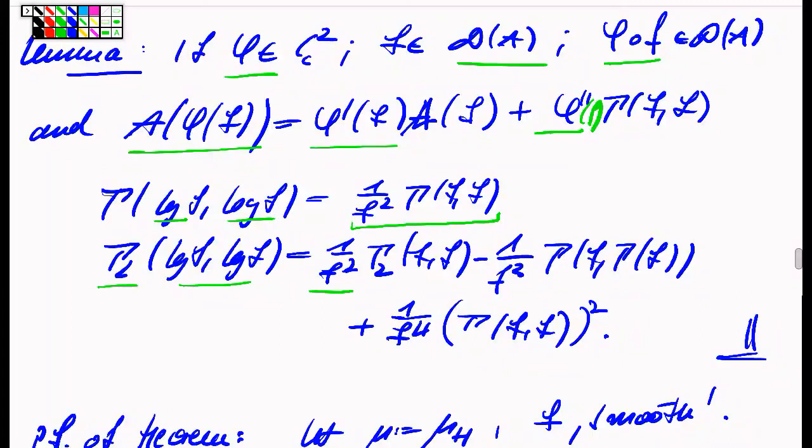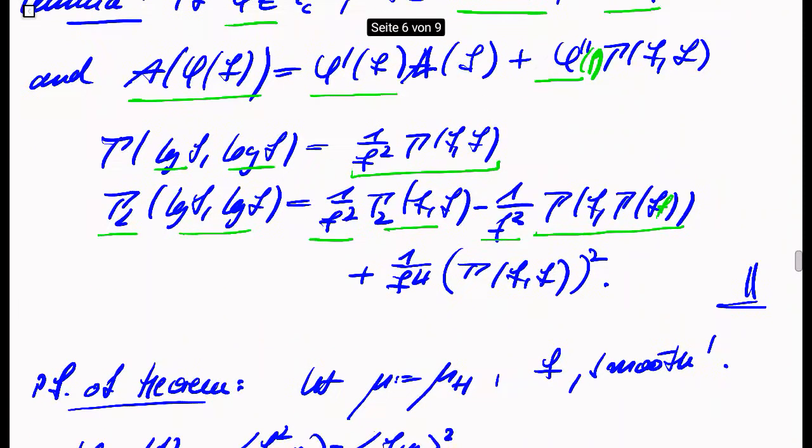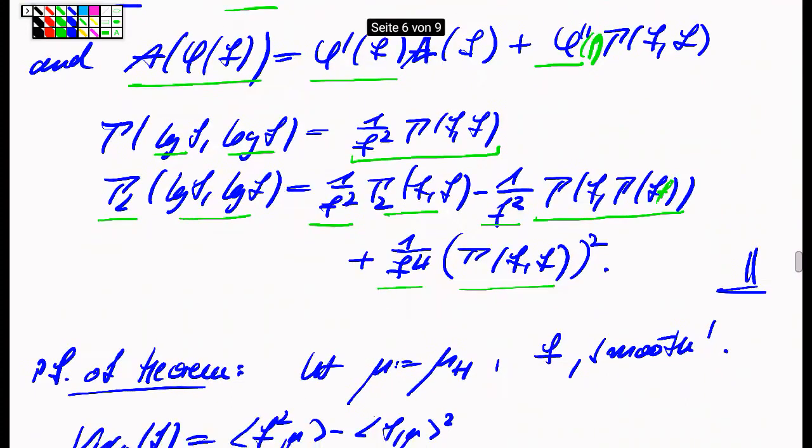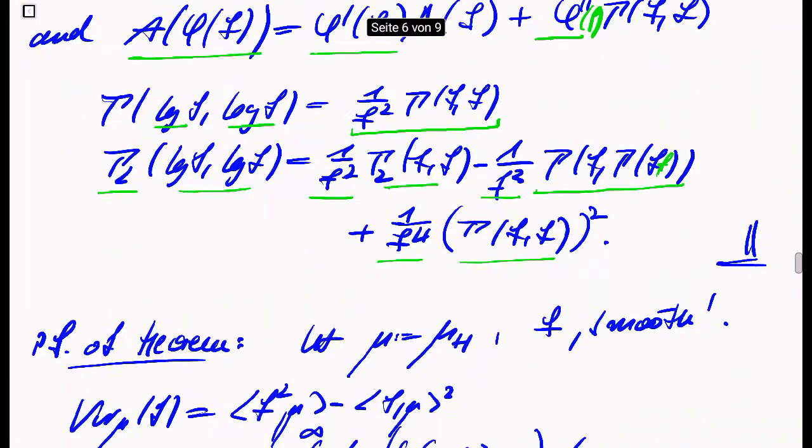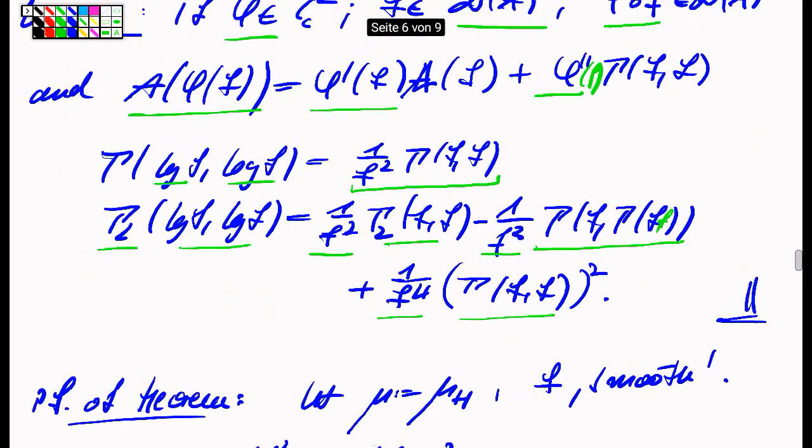This is 1 over f squared times gamma 2 of f, f minus 1 over f to the power 3 of gamma of f, of gamma of f, f plus 1 over f to the 4 times gamma of f, f squared. So these are certain chain rules for these gamma operators that you can check just by direct computation.